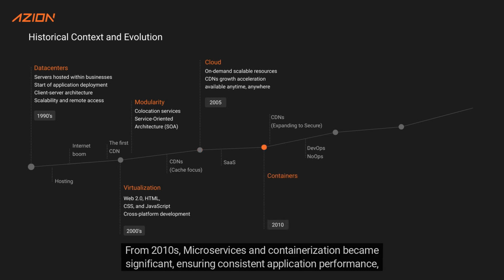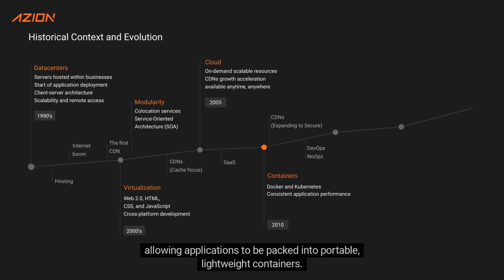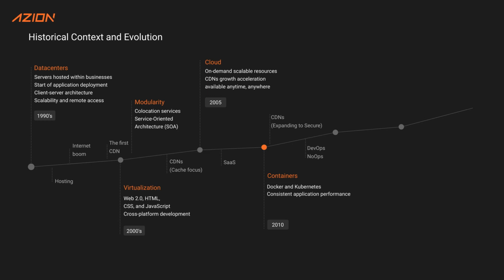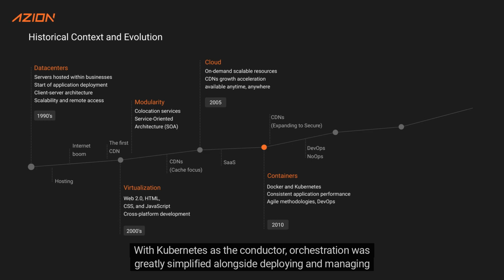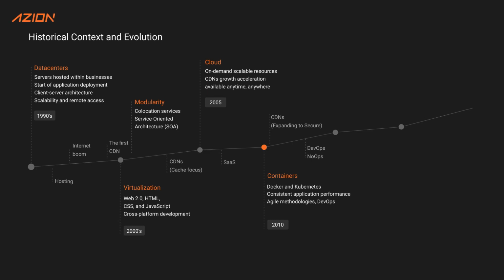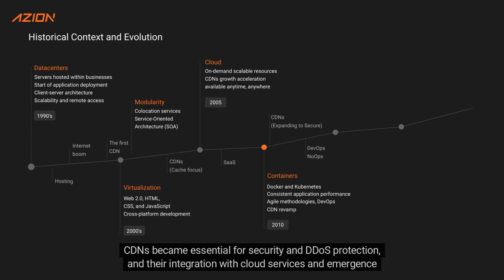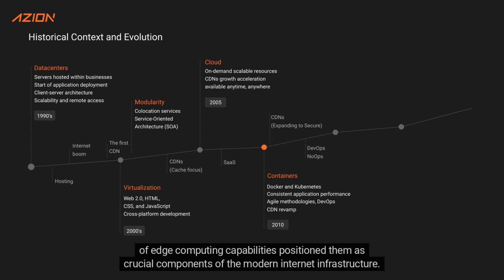From the 2010s, microservices and containerization became significant, ensuring consistent application performance, allowing applications to be packed into portable, lightweight containers. With Kubernetes as the conductor, orchestration was greatly simplified alongside deploying and managing apps. CDN became essential for security and DDoS protection, and their integration with cloud services and emergence of edge computing capabilities positioned them as crucial components of the modern Internet infrastructure.